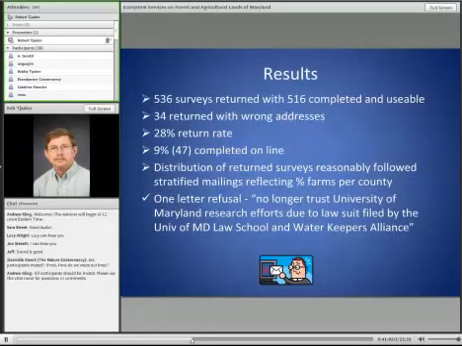But basically, the Waterkeepers Alliance worked with the University of Maryland Law School in filing a lawsuit against a large poultry producer in the southern part of the Eastern Shore for water pollution issues. And it hit the paper. It was a big time concern.